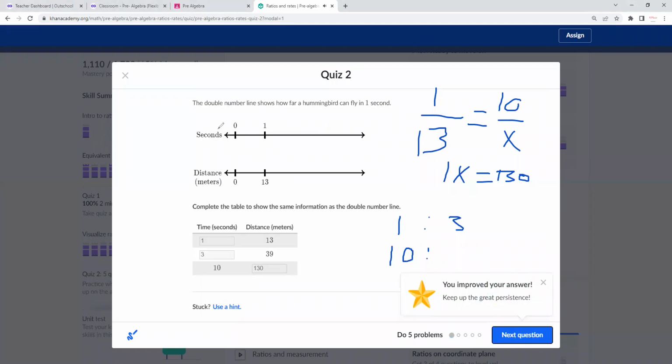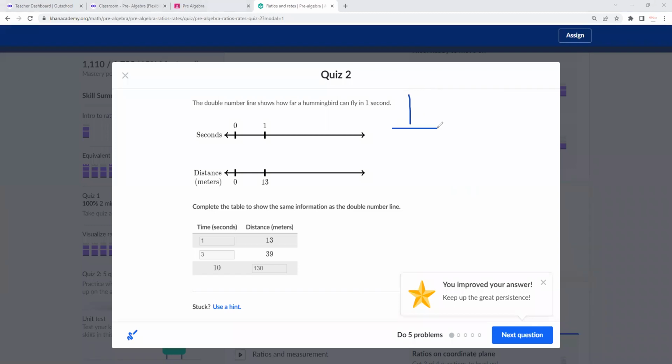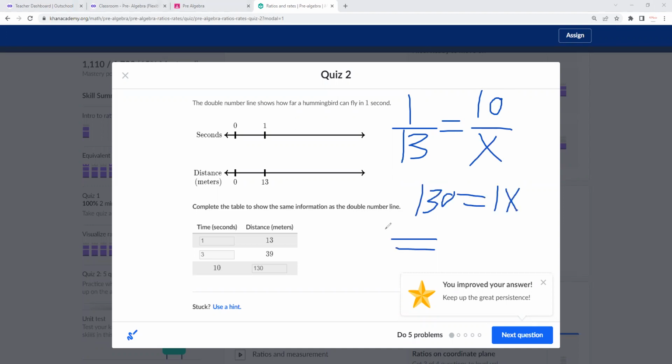So let's do that again, right? The time is 1. The distance is 13. So that's equal to 10 seconds, right? Because it's time over distance over we don't know. And then you cross multiply and solve. So x is 130. I had messed up on that one. Okay, that's the correct way to do it.